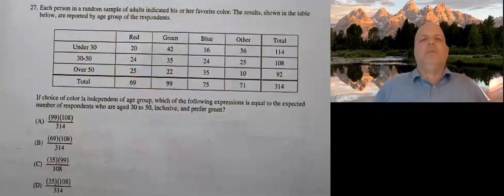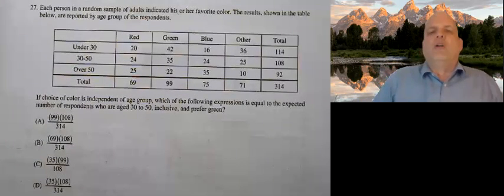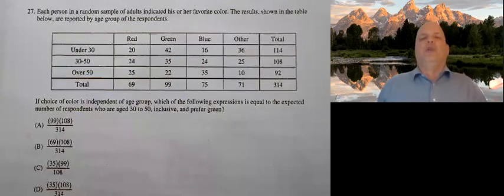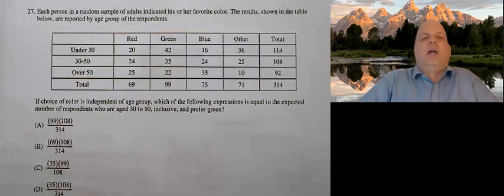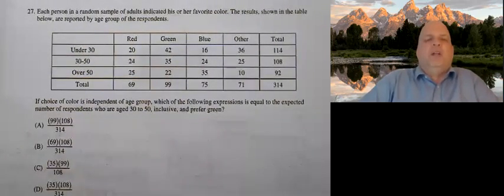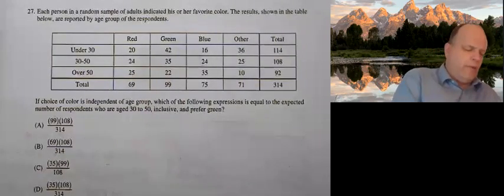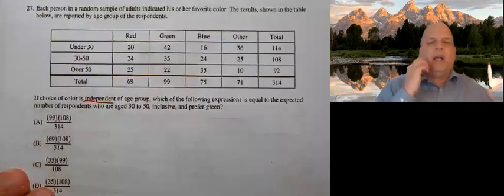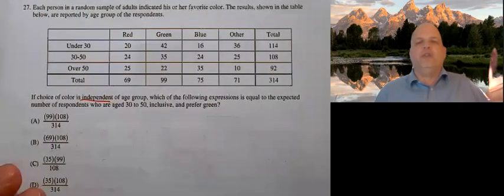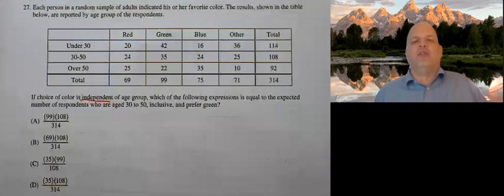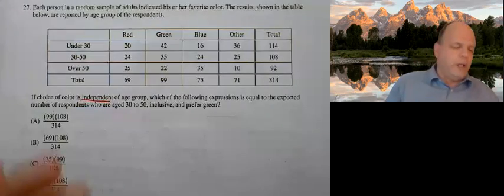Each person in a random sample of adults indicated his or her favorite color. The results shown in the table below are reported by age group of respondents. If choice of color is independent, so if they're independent, that tells us we can multiply, which of the following expressions is equal to the expected number of respondents who are aged 30 to 50 inclusive, who prefer green.